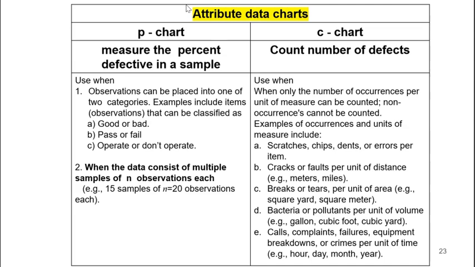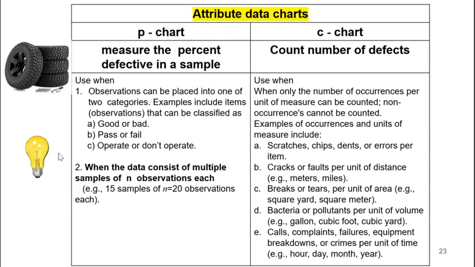Now let's look at the attribute chart. Attribute means something that doesn't have a unit. For example, they either pass or fail, operate or don't operate, and usually they have multiple samples of an observation. For example, a tire, where you check whether it's good or not. The light bulb, whether it can switch on or off. And a handphone also, whether good or bad.